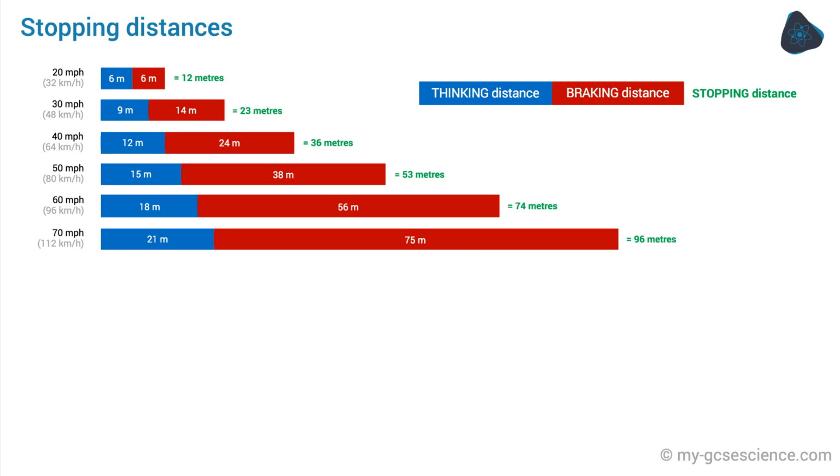Here, we can see how the stopping distance of a typical vehicle changes with speed. This diagram, or a version of it, is quite likely to come up in your exam, so it would be well worth pausing the video now just to make sure you're completely happy with how it works.